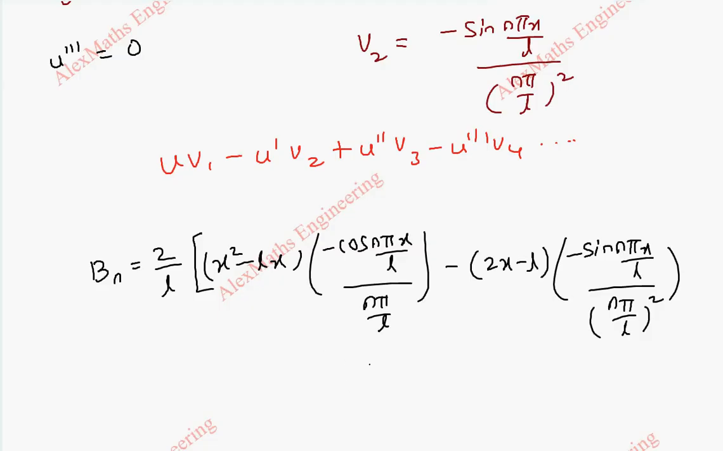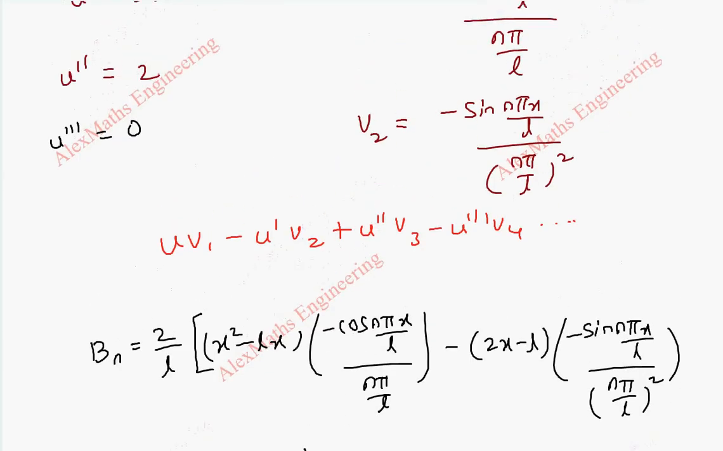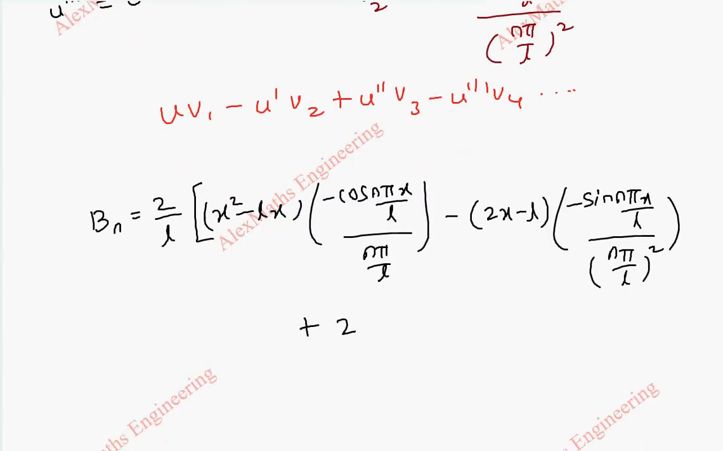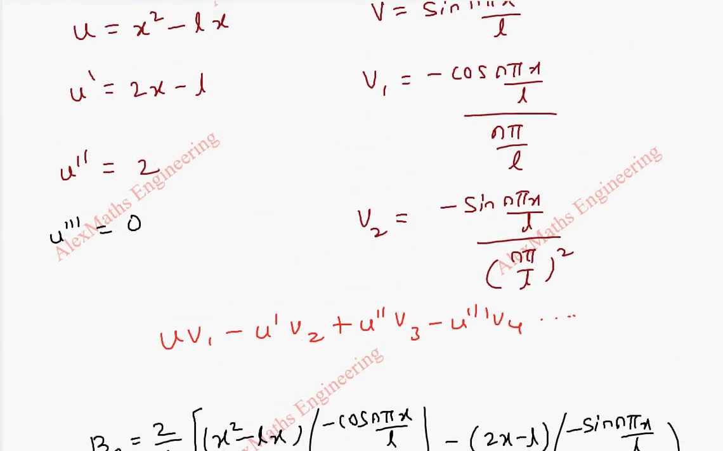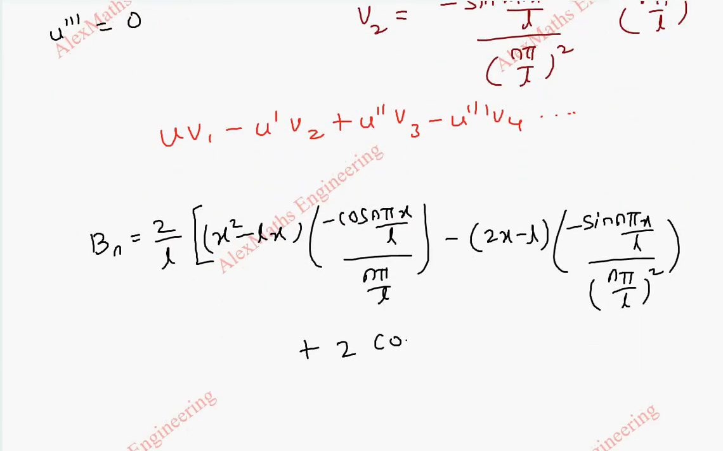Then plus u double dash. U double dash is 2. And we need v3. V3 is this integration. Let's write it here. It will be cos(n pi x by L) by (n pi by L) whole cube, and u triple dash is 0. So now we have from 0 to L as our limit.